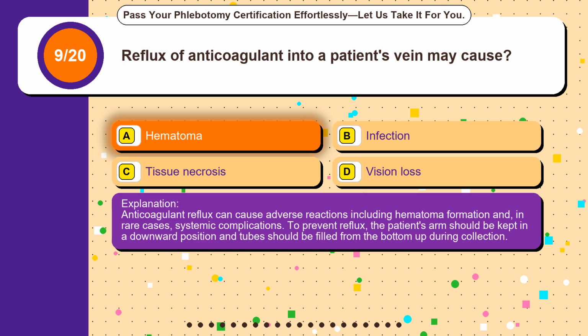Anticoagulant reflux can cause adverse reactions including hematoma formation and, in rare cases, systemic complications. To prevent reflux, the patient's arm should be kept in a downward position and tubes should be filled from the bottom up during collection.